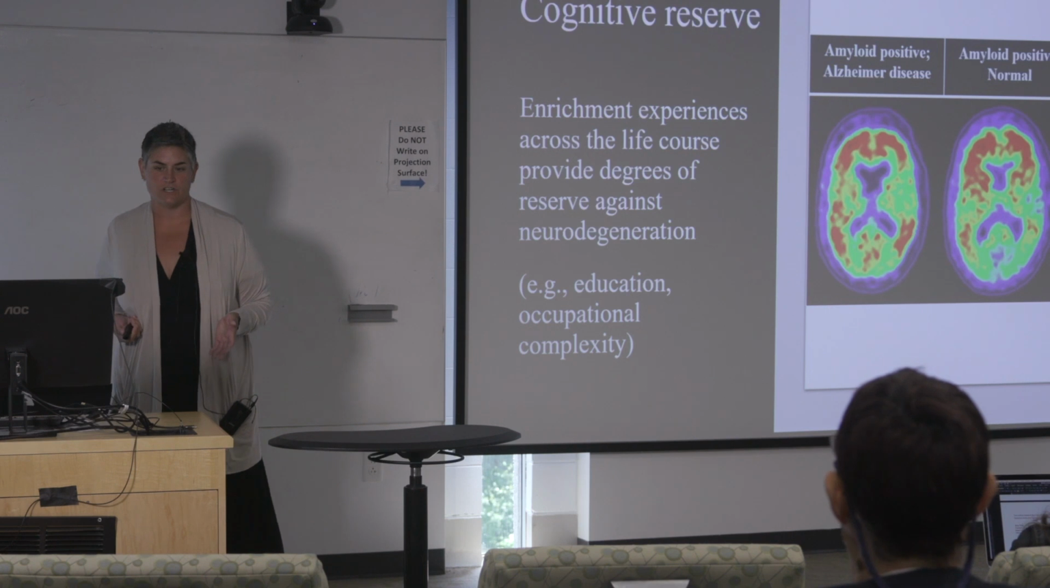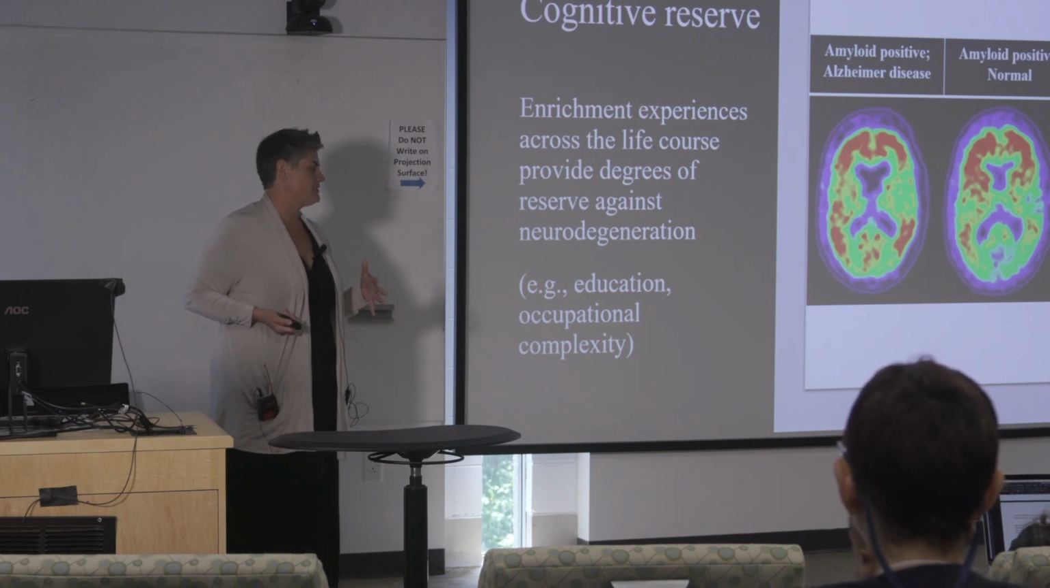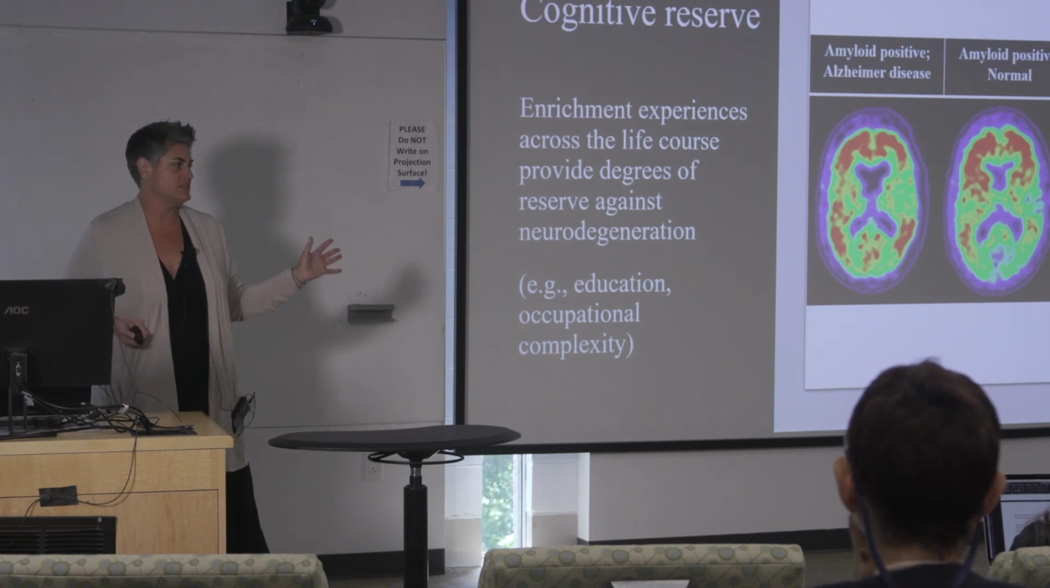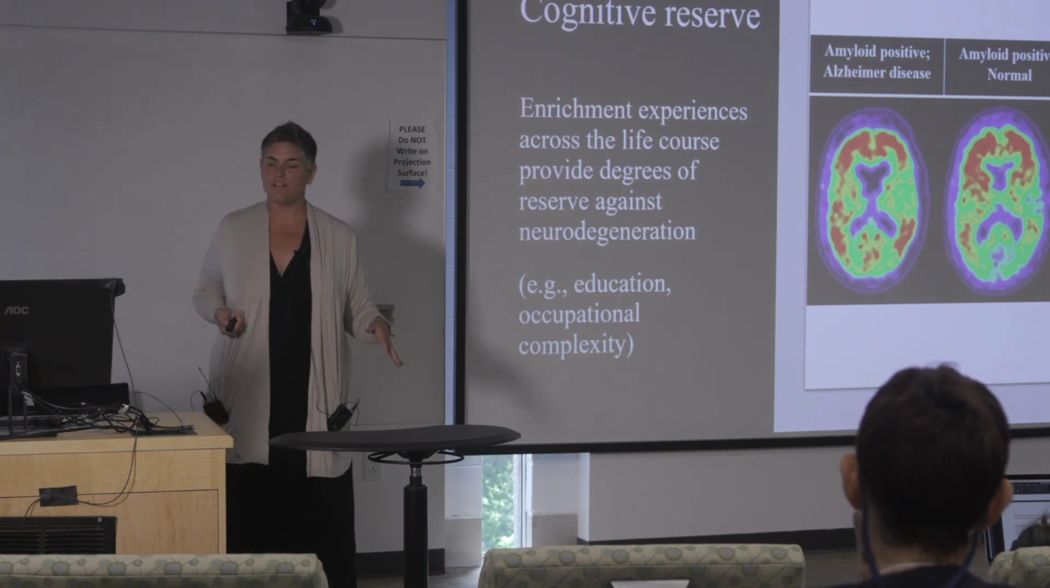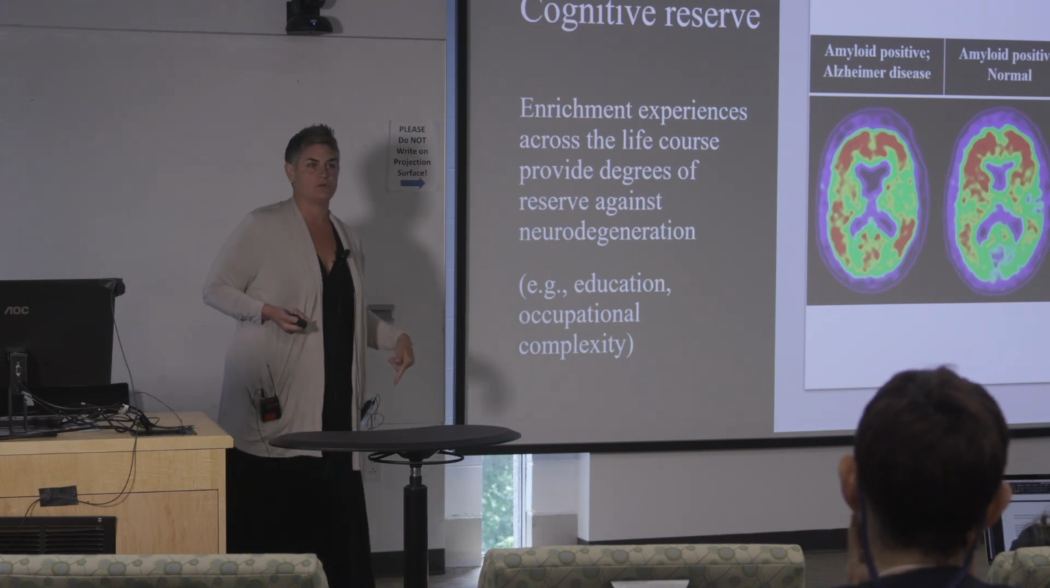It's called cognitive reserve. To date, this has largely been tested in terms of things like education or occupational complexity. But the idea generally is that we have these enrichment experiences over the life course that provide degrees of reserve or resilience against neurodegeneration.